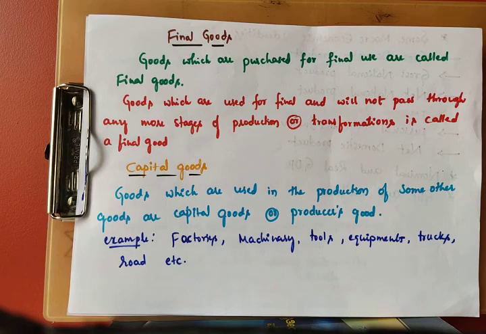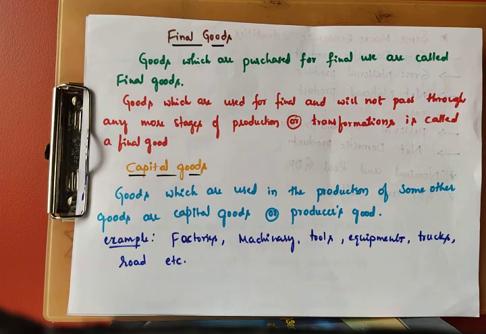Are you clear? So this is called final goods. Final goods are very important because it will come for 4 marks. Goods which are used for final use. Otherwise we can say, goods which are used for final use and will not pass through any more stages of production. There is no further production. They are used for final use.